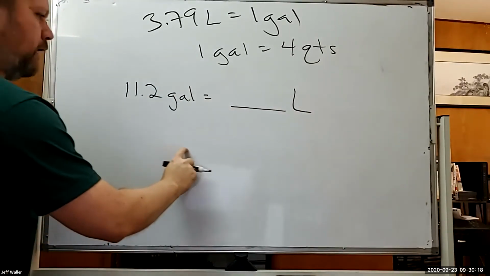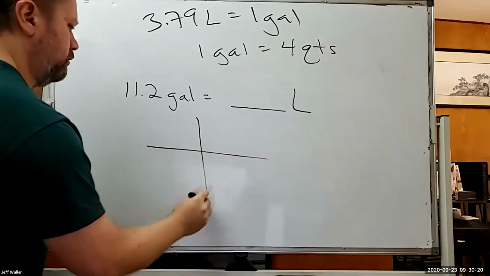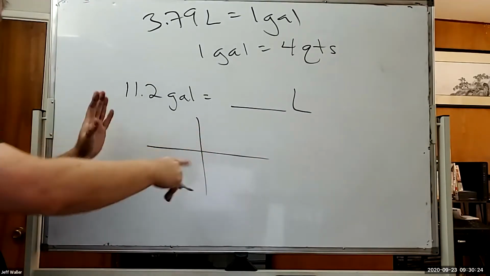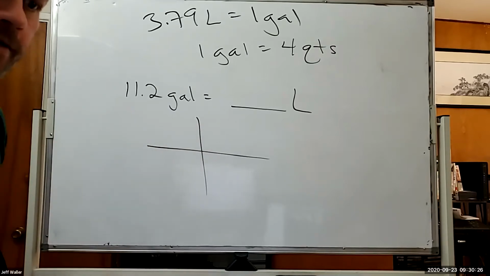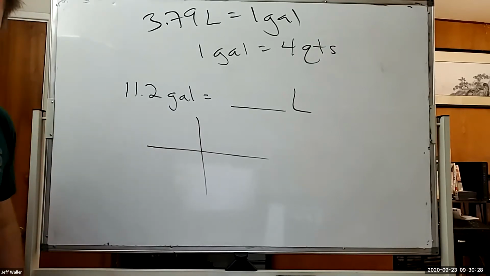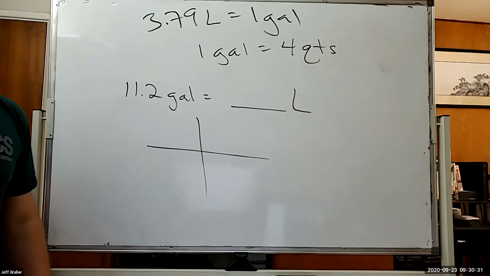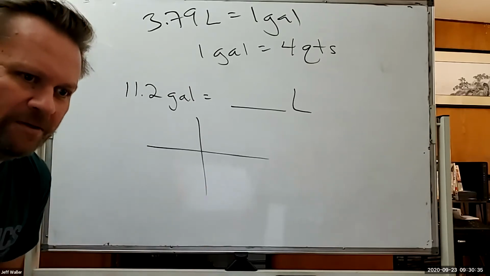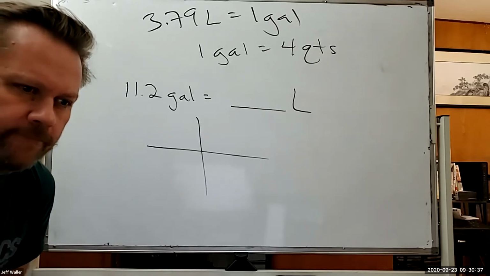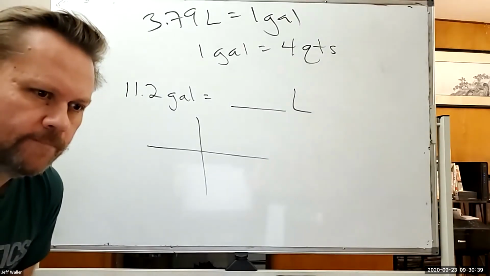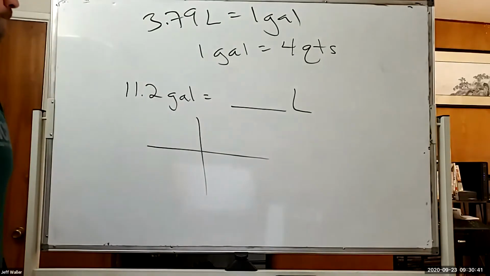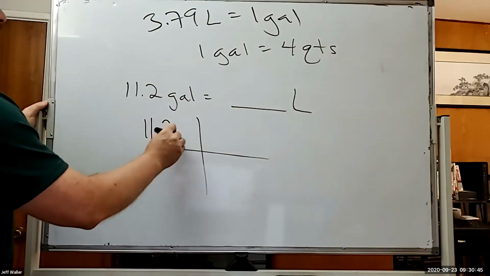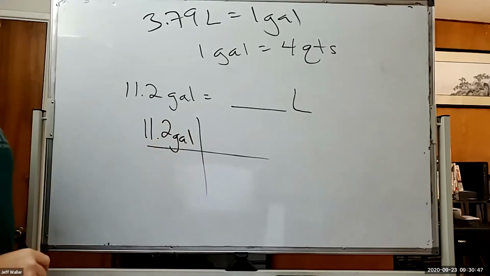Could you set up that grid? Don't say anything out loud. Just take a second and see if you can set this up. Now's the time to make mistakes when I'm not even looking at your work. Even better to not make mistakes, don't get me wrong. So let me get you started. You put the 11.2 gallons here. There.